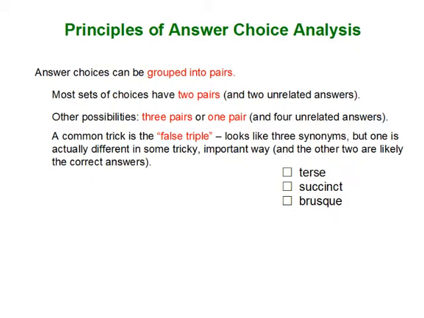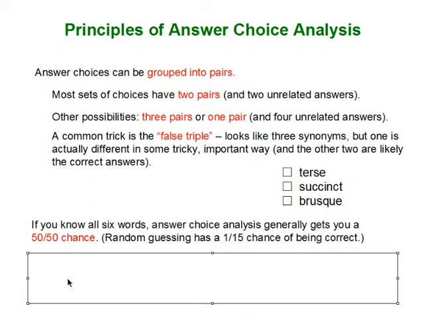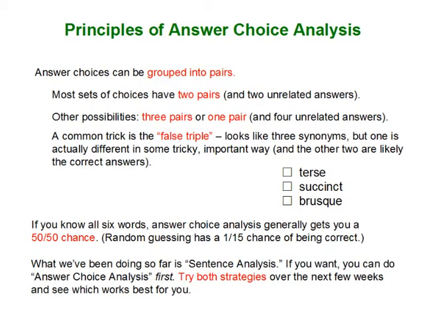And note the comment in parentheses there that if you can identify a false triple, it's highly likely that two of them are in fact the correct answer. And if you can find the odd man out, then you will be well on your way to a correct response here. Of course, in this instance, terse and brusque both have a negative connotation, whereas someone being succinct has a positive spin. So terse and brusque are the pair with the negative spin. That's going to be our correct answer here. Again, if you know all six words, answer choice analysis can at least get you a 50-50 chance most of the time, which is pretty cool. Much better than you would normally have.